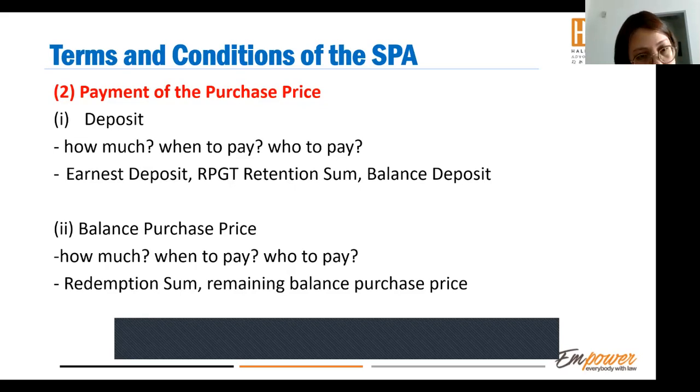Normally it's 2 or 3%. It's to be negotiated between the parties, and also when to pay. Normally the earnest deposit will be paid upon signing or acceptance of the letter of confirmation of sale. And then the deposit will also include this RBGT retention sum. So we need to break all those down in the sale and purchase agreement and the deposit part.